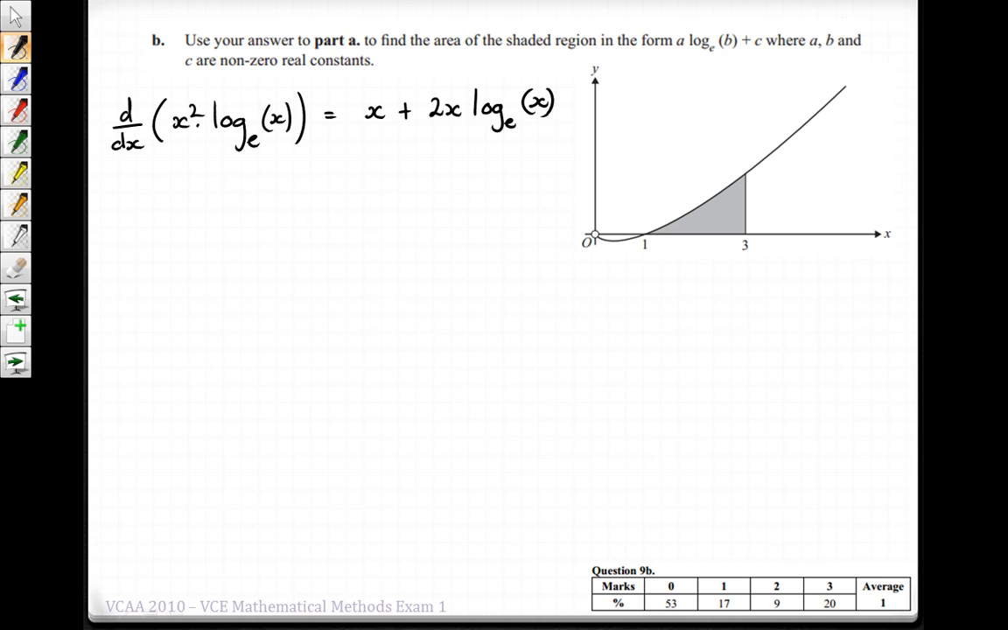So we want to use that result to find the area of the shaded region in this form. That's important. We need it to look like a log e of b plus c. So we're just looking for those a, b and c real non-zero constants to find this area.